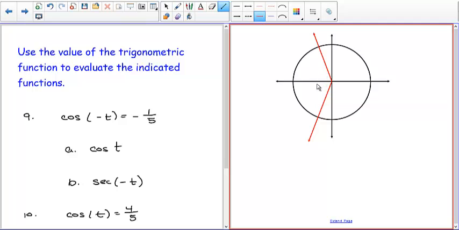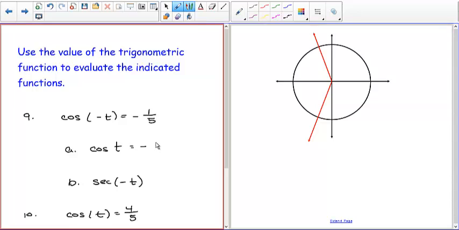So because I said the negative sign here means you flip it across the x-axis, you can see that nothing changes. This one will go up there and this one will come down there. So in either case, the cosine is still going to be the same. If you go from here up to here, it's going to still be negative. So the answer is negative 1/5.